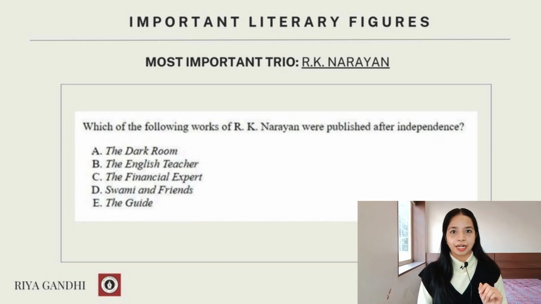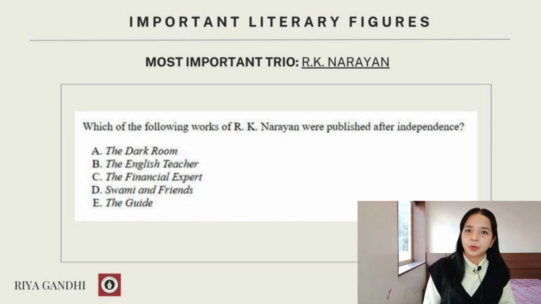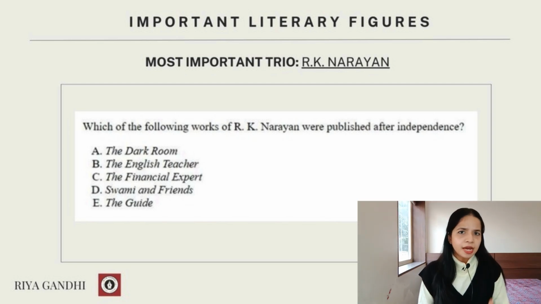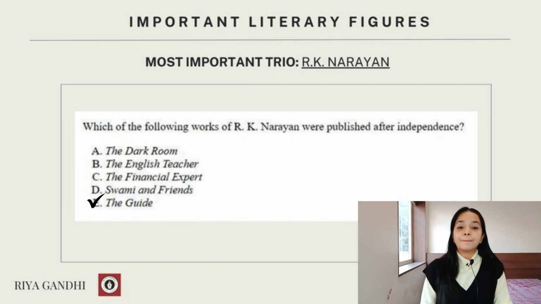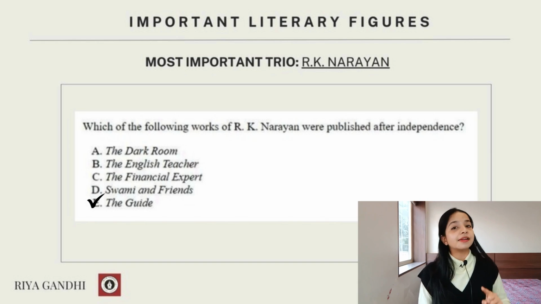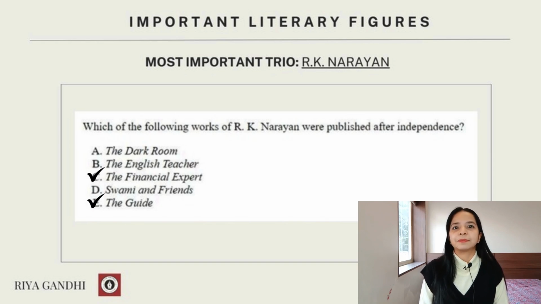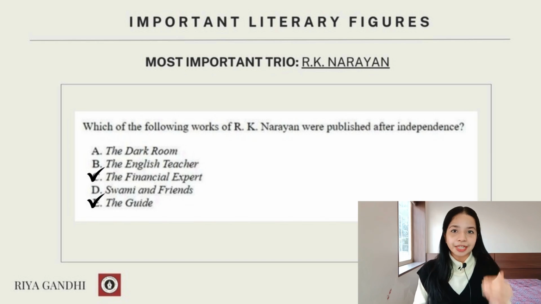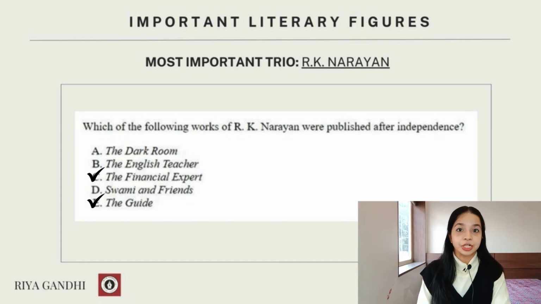So a question related to R.K. Narayan was asked, which says that which of the following works of R.K. Narayan were published after independence? If you look at the options given below, then you will realize that one is The Guide. The Guide was published in 1958, for which he also received the Sahitya Akademi Award in 1960. Apart from that, there is another answer, and that is The Financial Expert. The Financial Expert was published in 1952. So the right answers are The Financial Expert published in 1952 and The Guide published in 1958.